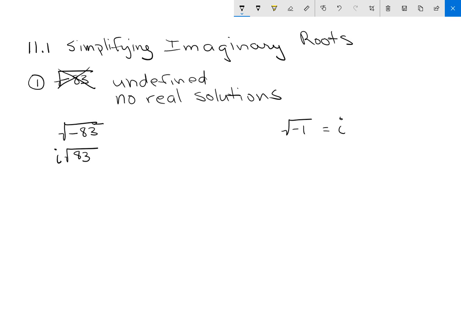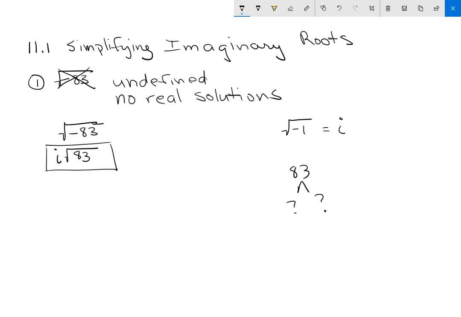Next thing you try and do is to factor the number underneath. Turns out 83 is prime. The only thing that goes into 83 is 1 and 83. So this is actually going to be our final answer.